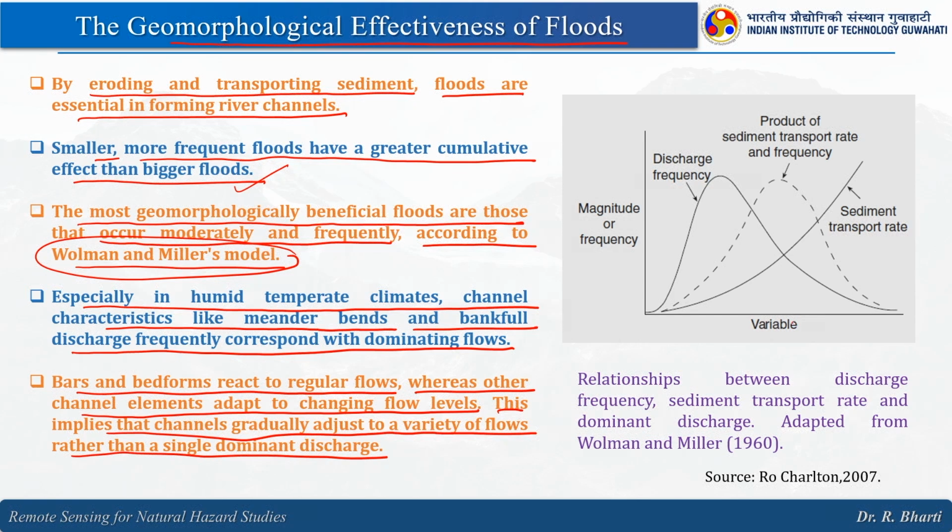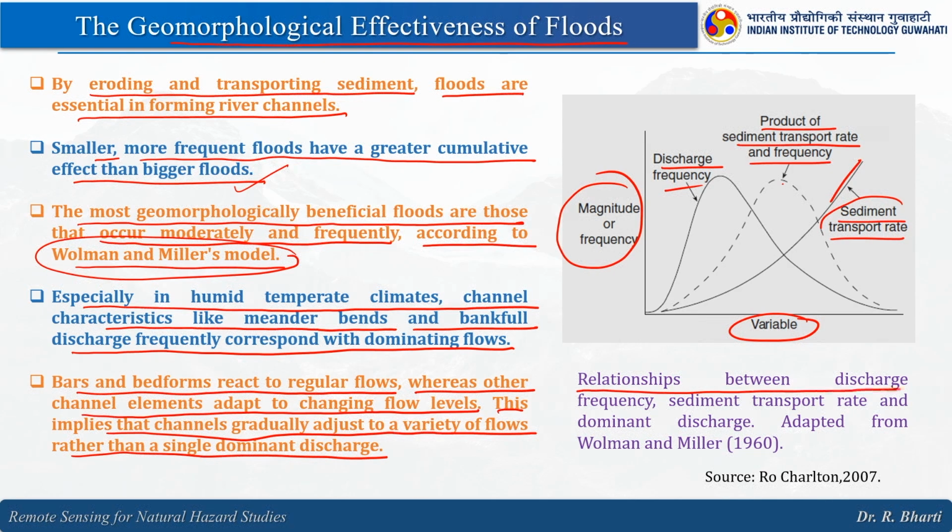So, here you can see the x and y axis, the variable, and here you have magnitude or frequency. This is the discharge frequency, and this one is showing the product of sediment transport rate and frequency, and this is for sediment transport rate, right. So, it shows the relationship between discharge frequency, sediment transport rate and dominant discharge adapted from Wolman and Miller. They proposed it in 1960, right.